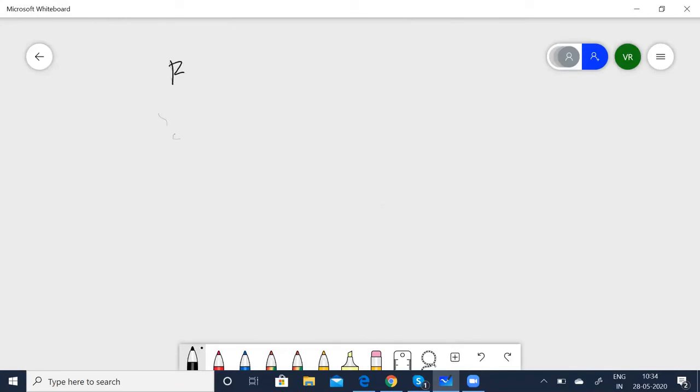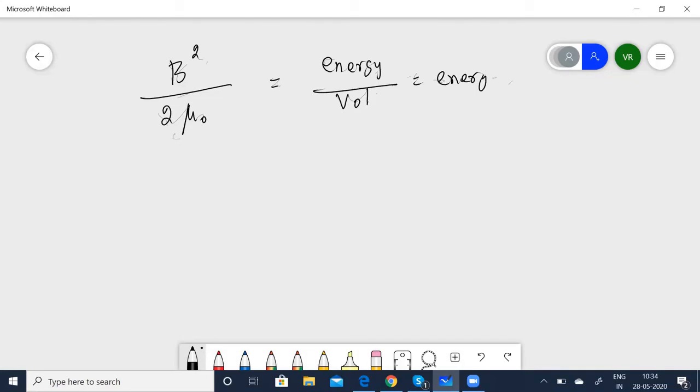Okay, so B squared by 2 mu 0 is equal to energy by volume, which gives you the energy density. So that is equal to ML to the power of minus 1, T to the power of minus 2. So when you substitute for energy and volume and simplify, you get it to be ML to the power of minus 1, T to the power of minus 2.